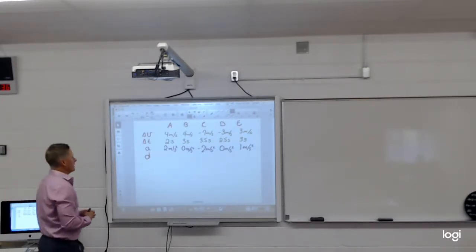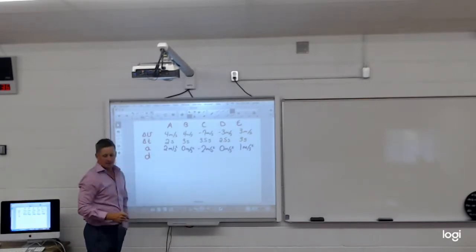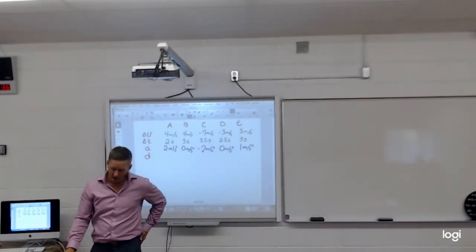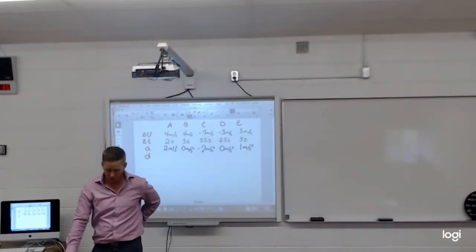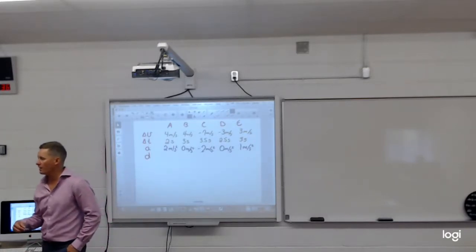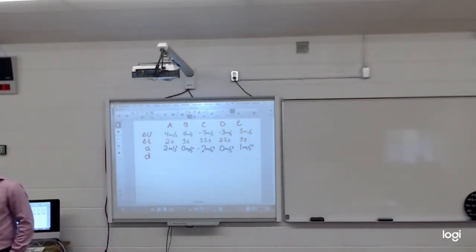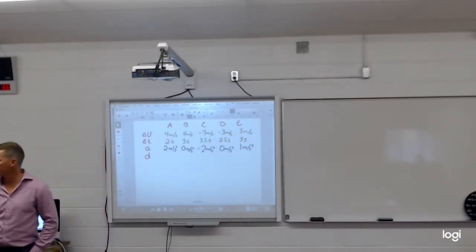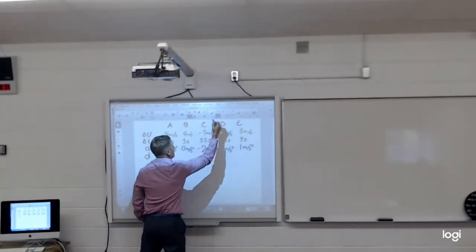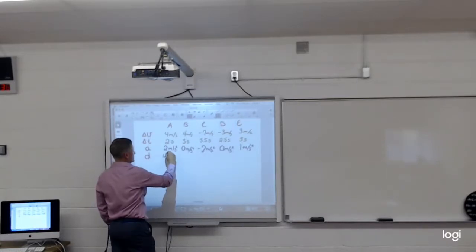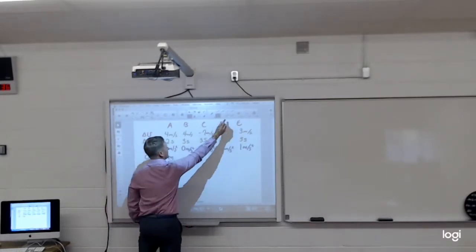In the first part, I have a triangle for A. What's my base in A? 2. What's my height? 4. And how do I find the area of a triangle? Base times height divided by 2. 4 times 2 divided by 2 is 4. So distance, 4 meters.